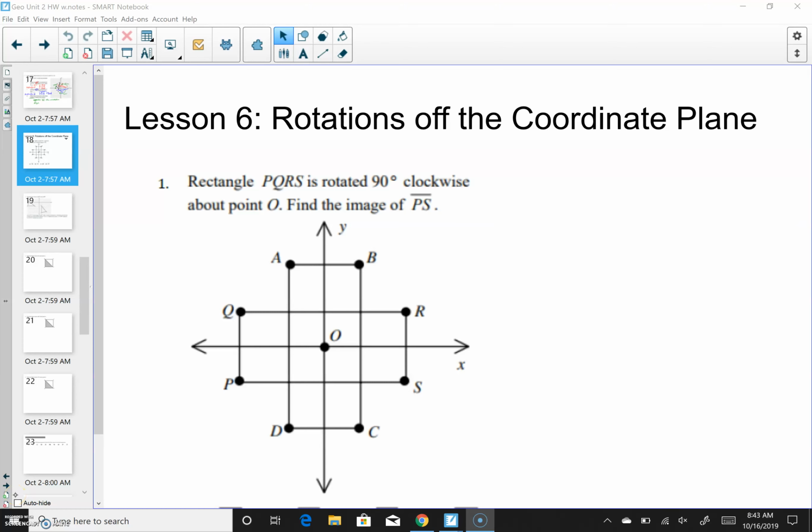For lesson 6, rotations off the coordinate plane, we're going to look at what happens when you rotate certain shapes around points that are not on a graph. So for the first one, rectangle PQRS is rotated 90 degrees clockwise, about point O. So one of the keys to this problem is, although it says 90 degrees, the word clockwise is going to override it. Find the image of PS.